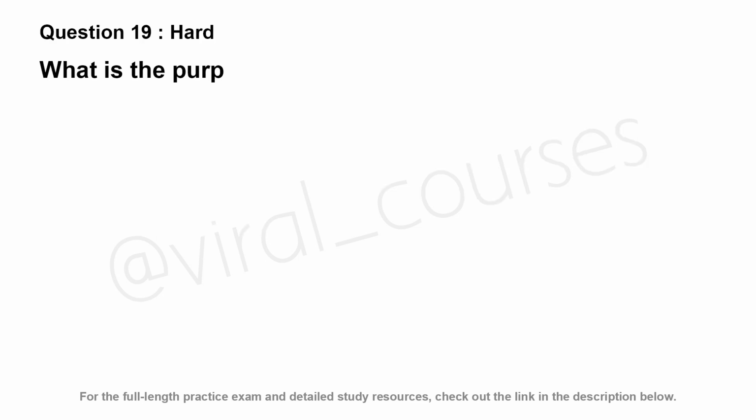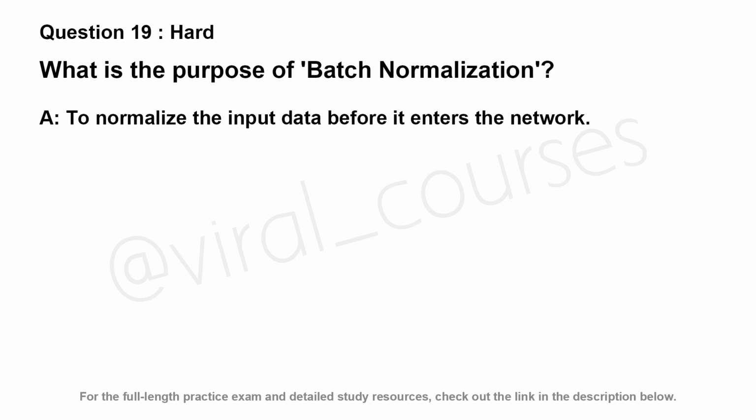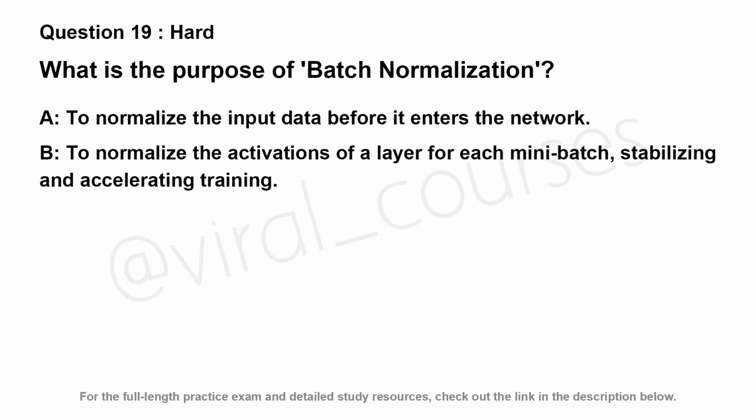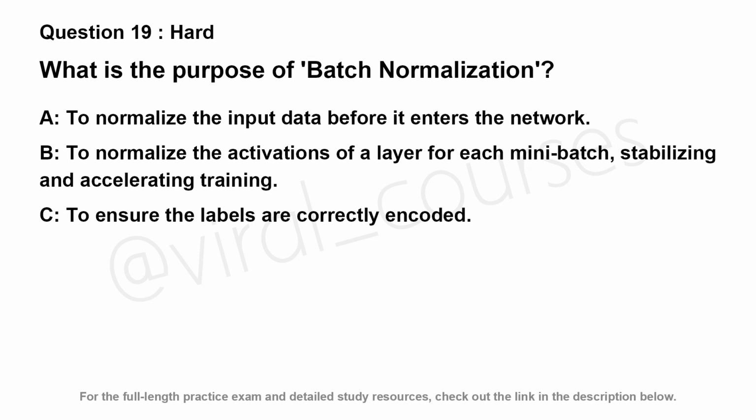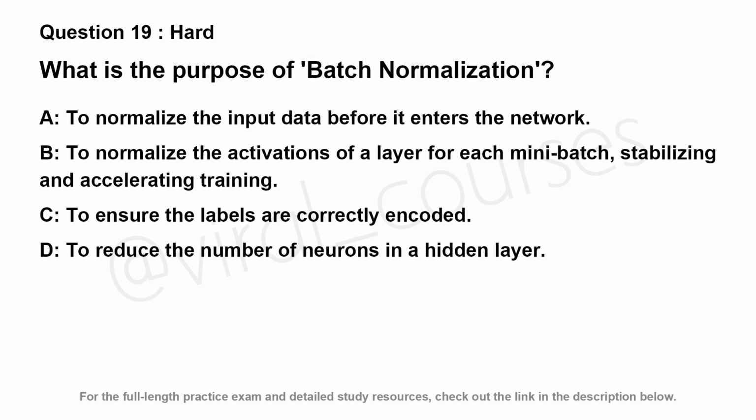What is the purpose of batch normalization? Option A. To normalize the input data before it enters the network. Option B. To normalize the activations of a layer for each mini-batch, stabilizing and accelerating training. Option C. To ensure the labels are correctly encoded. Option D. To reduce the number of neurons in a hidden layer.